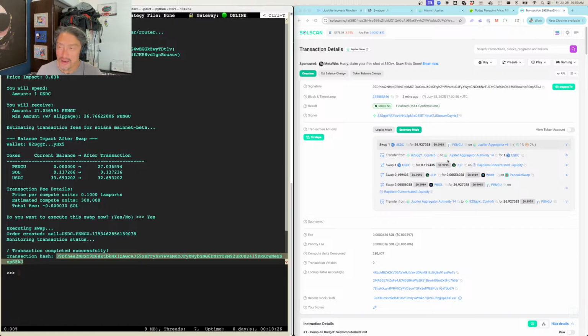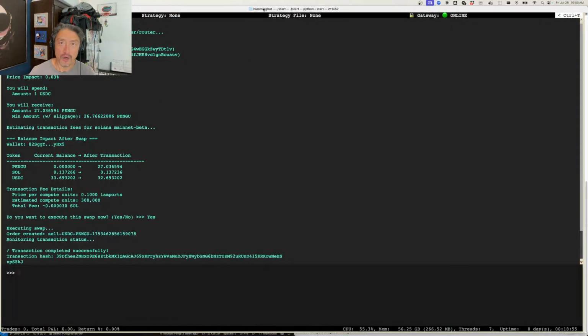Now here's what's interesting. This was not a direct trade. We crossed through JLP somehow, and we hit PancakeSwap apparently as well. But ultimately, we paid less than 1 cent to do this trade. Jupiter will basically help you find a route and everything for you. And if you did want to see what's happening behind the hood, you could take a look at the Gateway logs.